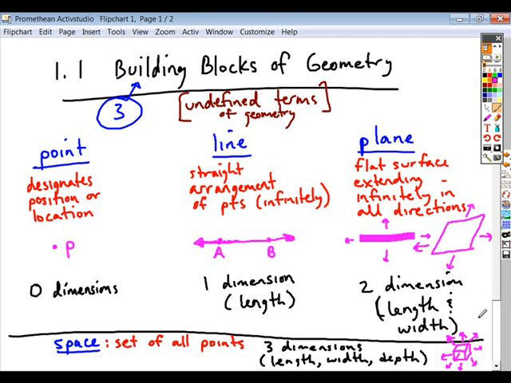In the next section, we'll talk more about some 3D representations of planes intersecting or these elements intersecting. But right now, I just wanted to introduce it. But is space considered one of the building blocks? No.